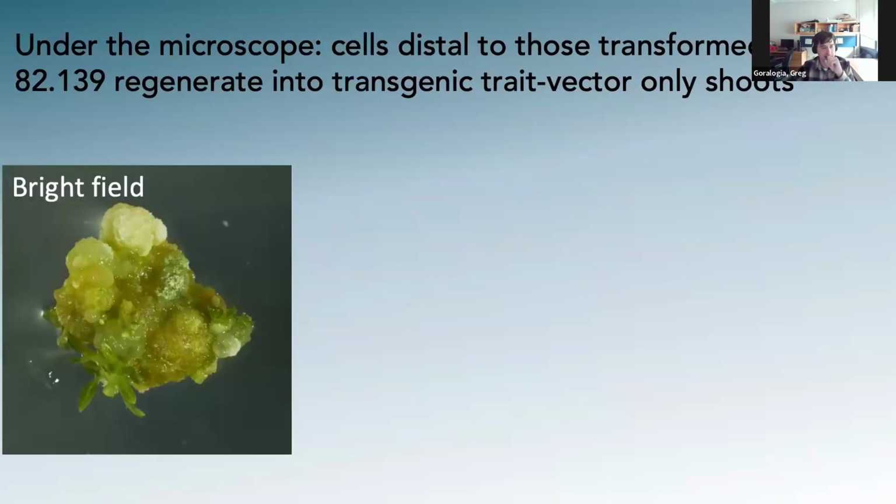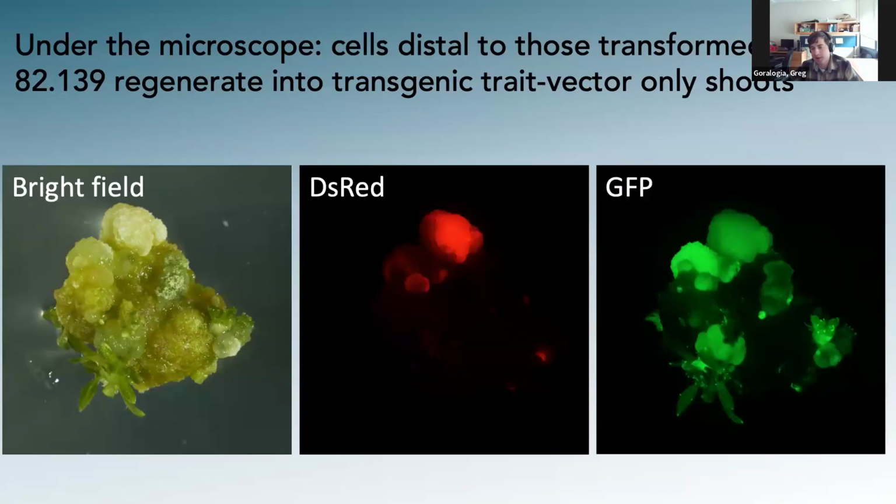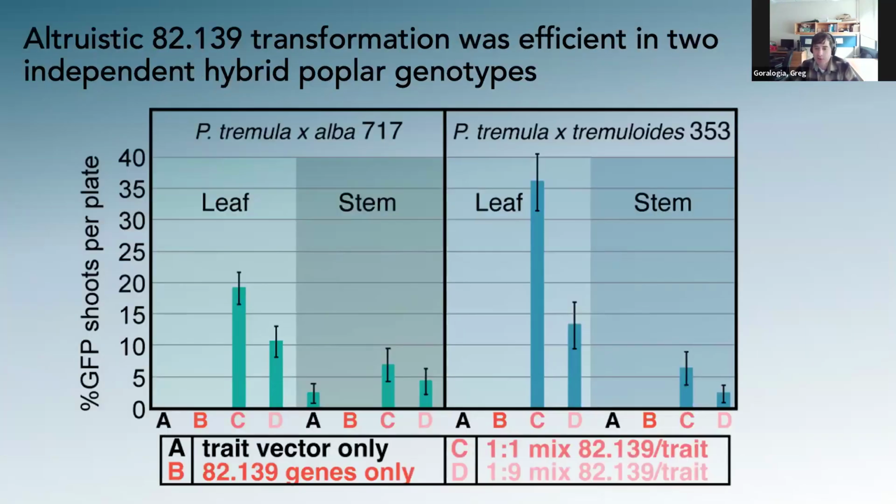So we actually were able to see shoot regeneration. And if we look at the morphogen, it's in these callus areas that are at the upper part of the explant. And then distal to there, we get shoot regeneration, transgenic shoot regeneration that only contains our trait tDNA. So that's pretty cool. We tried different ratios.